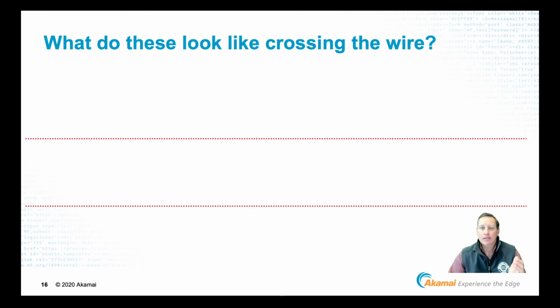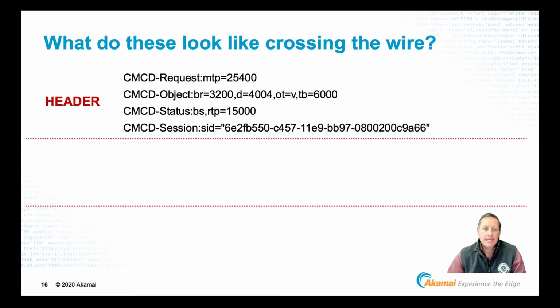Now, what do these look like crossing the wire? Well, there's a duality here. The headers, as you might expect, here are the 4 headers carrying information: measured throughput, bitrate, duration, object type, CMC session ID. That's what they look like if they carried headers.